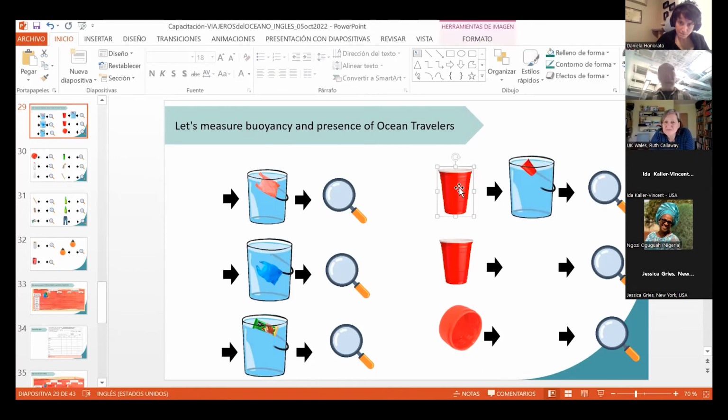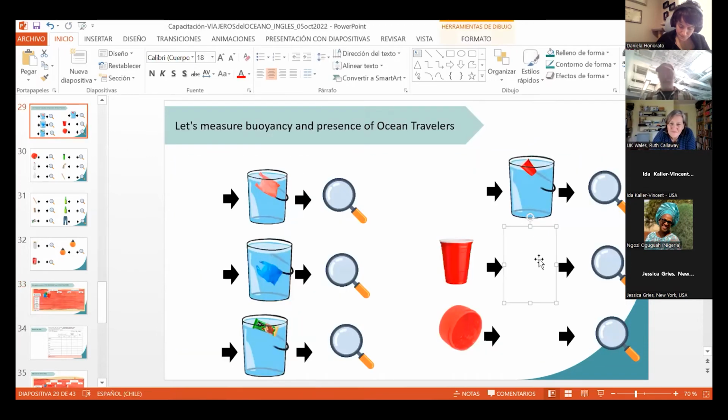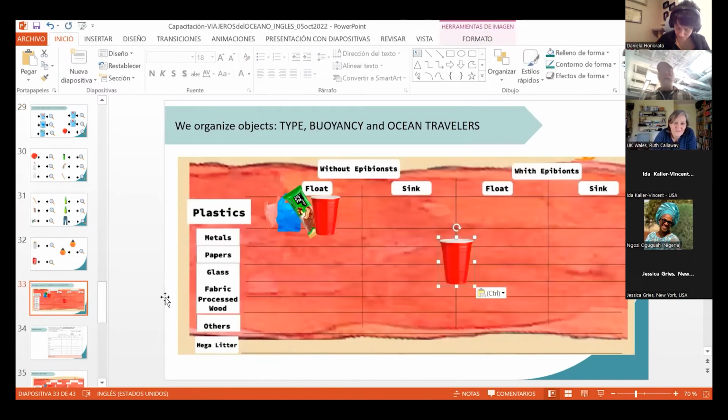Probably yes, and indeed it does float, and so we move it here. And the same we suspect with the other one, but we have to try it. So yes, same thing, and also clean, no organisms, so it goes in the same category here. And so you can see already your litter is getting into different categories.